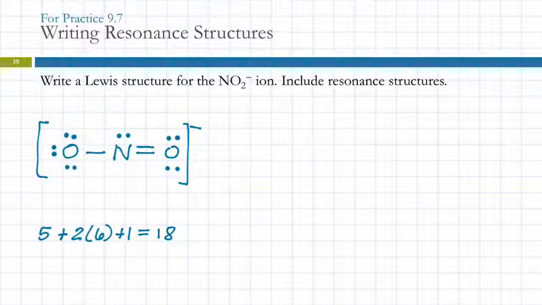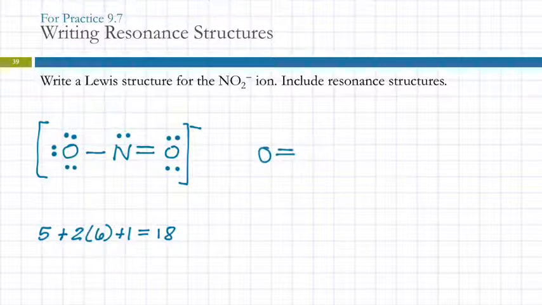Now, there are resonance structures here. The resonance structures generally happen when you've got a double bond or a triple bond and there's more than one equivalent place you could put it. So here I've got the double bond between the nitrogen and this oxygen. A very equivalent place to put it would be between the nitrogen and the other oxygen. And so those are the 2 resonance structures.